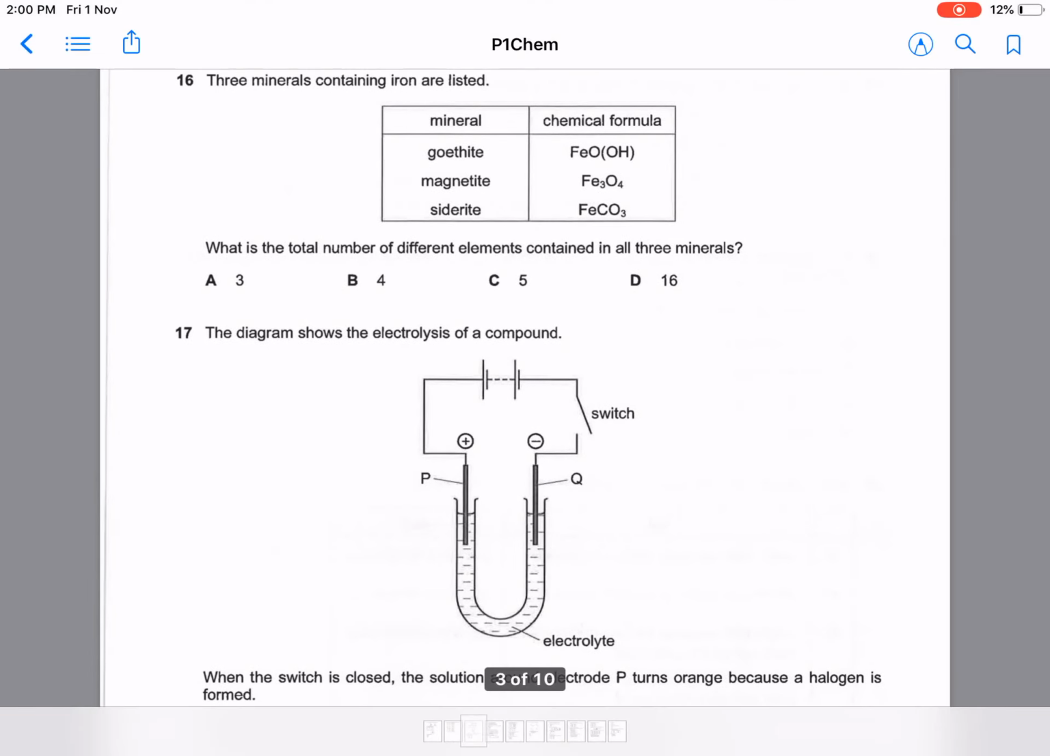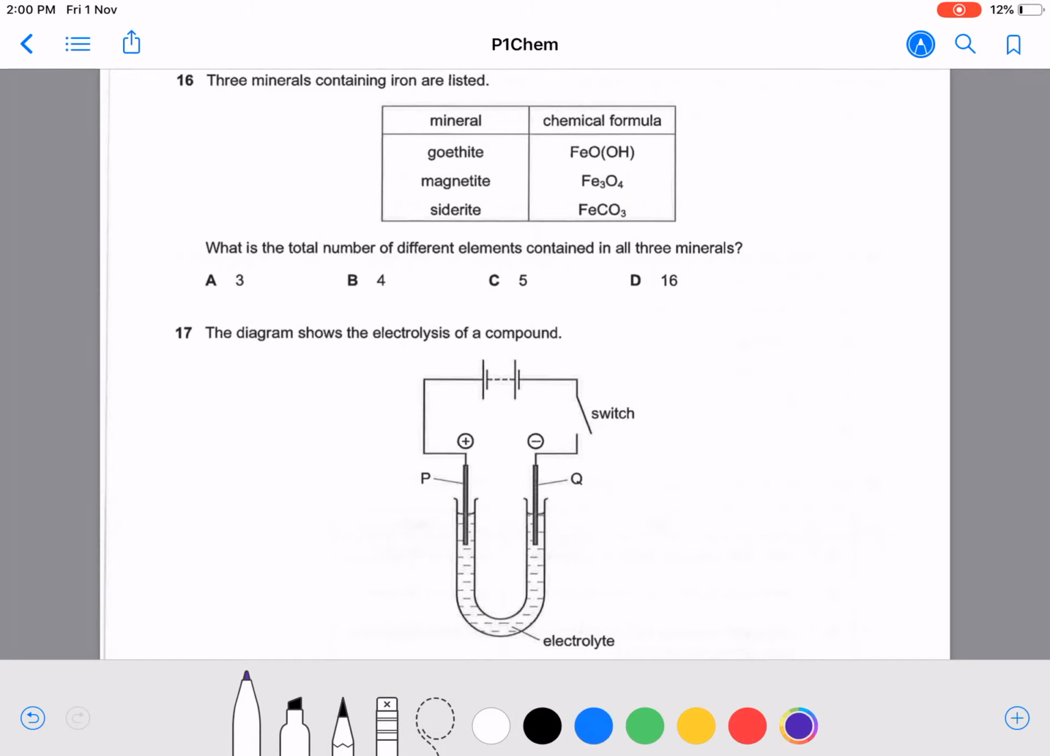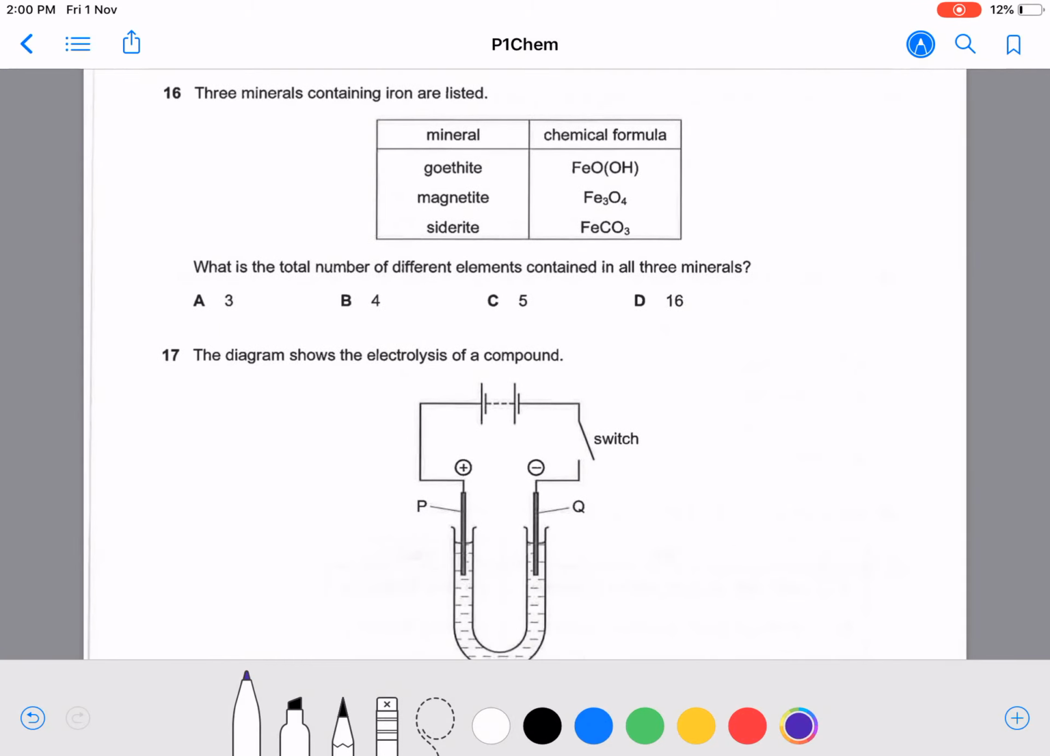Okay, 3 minerals containing iron are listed. What is the total number of different elements contained in all 3 minerals? So there's iron in the first one, and oxygen and hydrogen. In this one there's iron and oxygen, we've already got that one. In this one there's iron, oxygen, and carbon. So there are 4. So the answer is B.